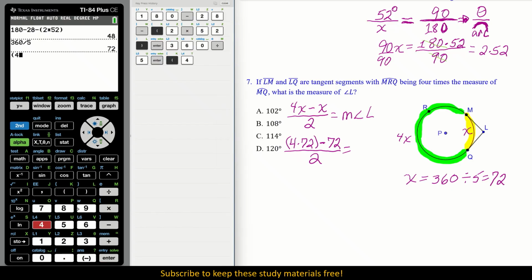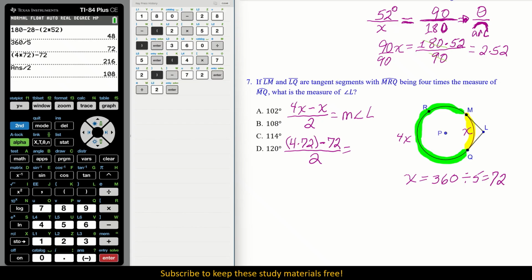In parentheses, 4 times 72, close our parentheses, subtract 72. And I'm going to push enter, because if I just push divide by 2, I can see an order of operations fail. So let's push enter to equal it out. Now let's divide by 2. And it's 108, which is the correct option. All right, so let's go to the next one.